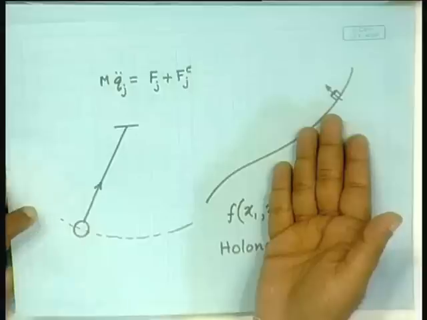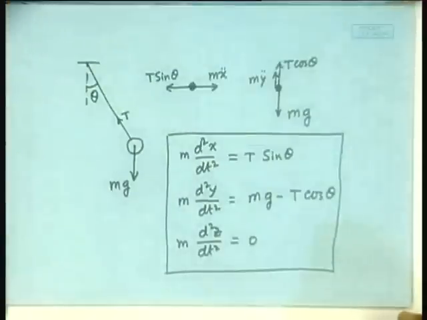Very difficult. So, it was realized soon after Newton that something has to be done about the constraint forces. We cannot write down the equations properly, or really solve the equations, if the constraint forces get into the system equations. That is one difficulty.